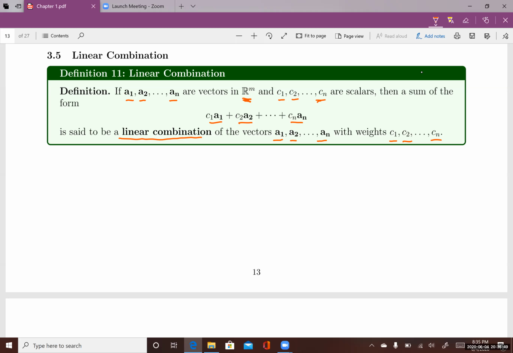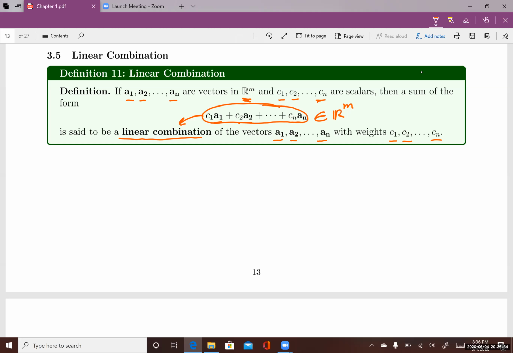Then if you take C1, which is a constant, multiplied by a column vector A1, plus C2A2, plus CnAn, this result is called a linear combination of these n vectors A1 to An with the weights of C1 to Cn. Again, this result is just a column vector in Rm. Just keep in mind, because A1 to An are in Rm, if you multiply them by a constant, those vectors are still in Rm. And if you add all the vectors in Rm, the linear combination here is still in Rm. All right.